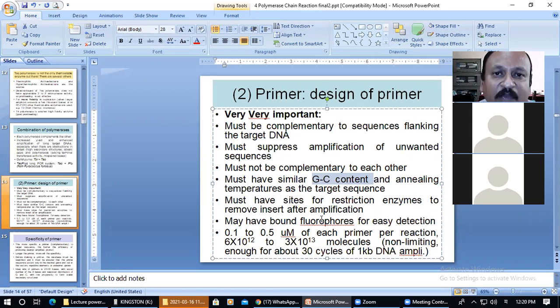Why is that essential? Because in the melting or denaturation step, at 94 degrees, when we want the two strands to separate from each other, if the primer GC content is different, then there is a probability that this primer will not get separated from the DNA easily. Although the other part of the DNA will get separated, the primer part will not get separated easily. We don't want that to happen. The entire stretch of DNA, that is the two strands of the DNA, should get separated from each other at the same time for all the molecules of DNA. Is it right? Therefore the GC content of the primer should be similar to the GC content of the target DNA.